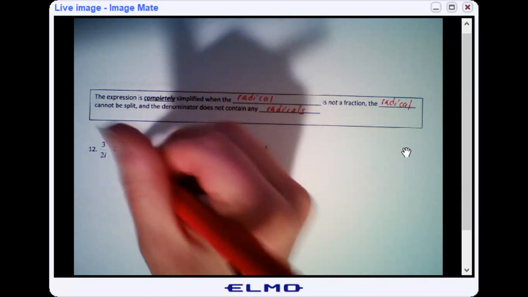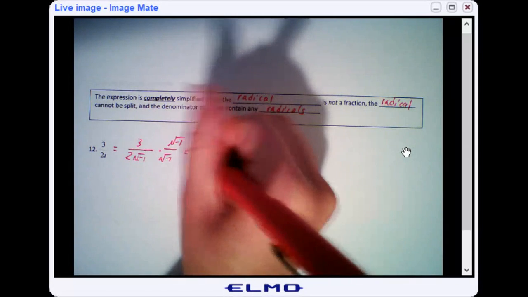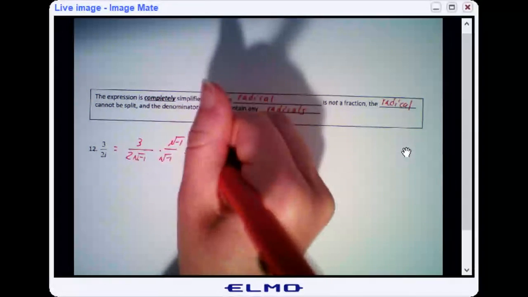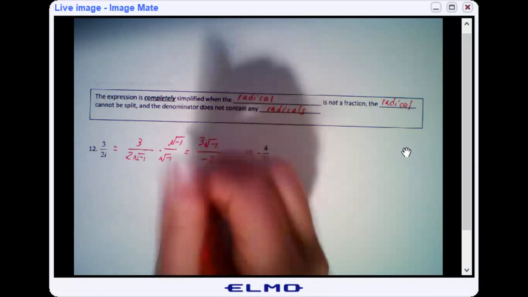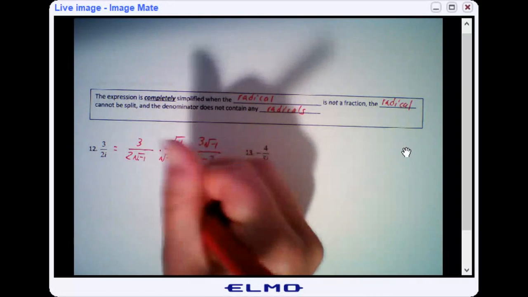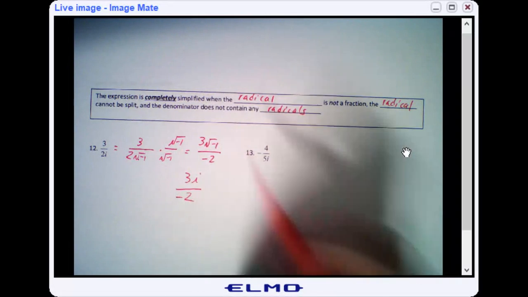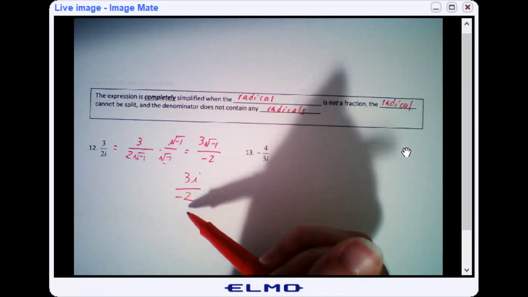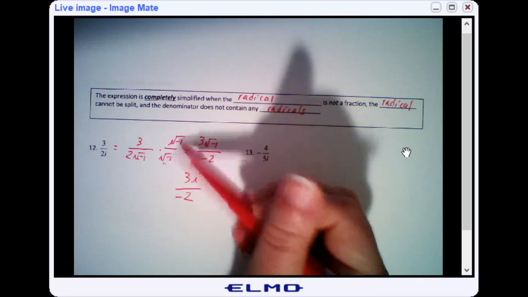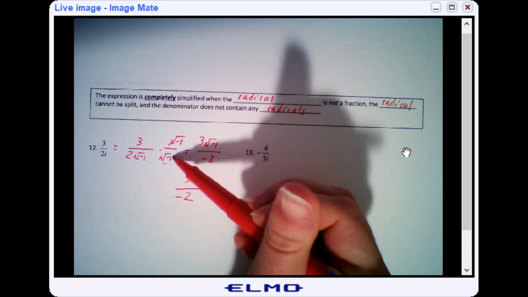Square root of negative 1 times square root of negative 1 is just negative 1. So we get negative 2. And then we get 3 square roots of negative 1, which we could write down as 3i. And now I don't have a radical in the denominator anymore, and so it's simplified. When you multiply top and bottom by the same number, you haven't changed your fraction, you just changed how it looks.